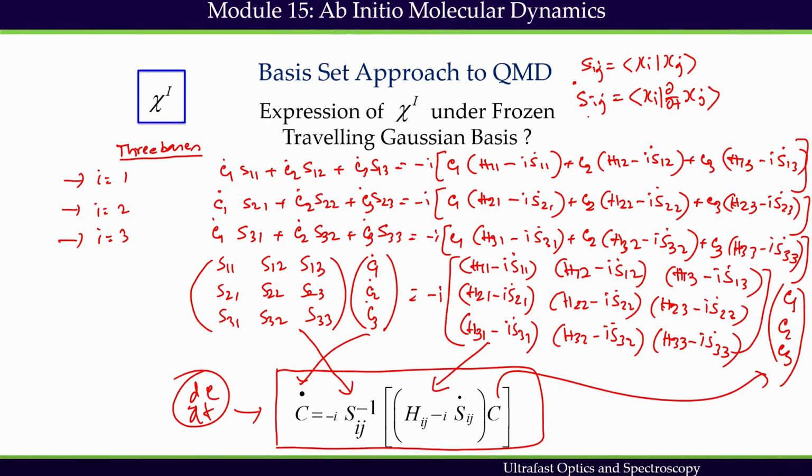We'll stop here and we'll continue the discussion of quantum molecular dynamics, which is important to understand ultrafast processes, and we'll continue the discussion on the Gaussian basis to express the nuclear wave function. We'll meet again for the next lecture.